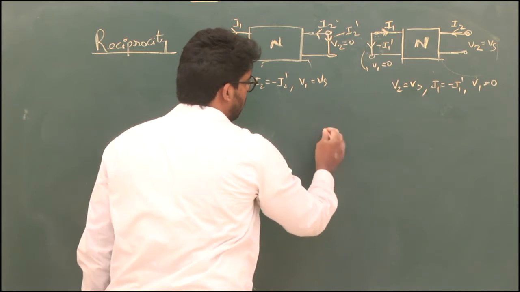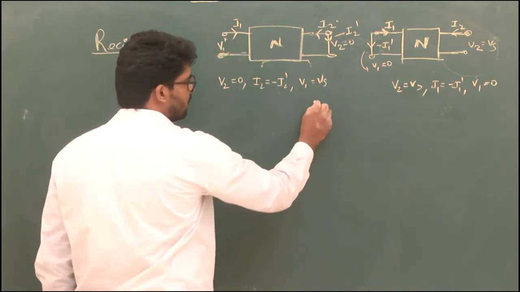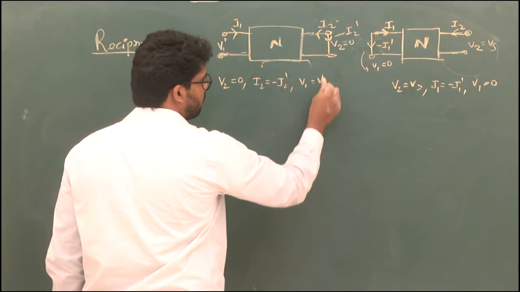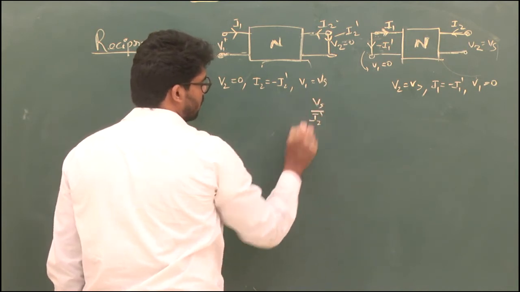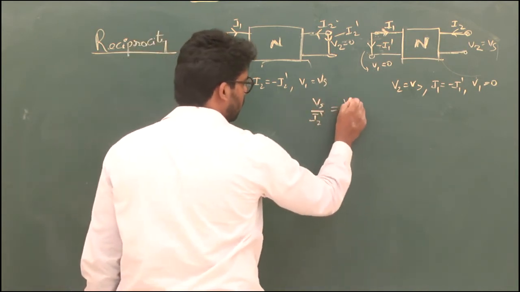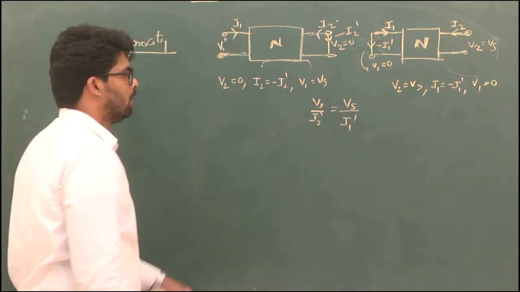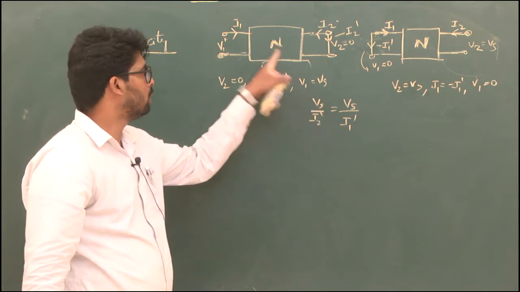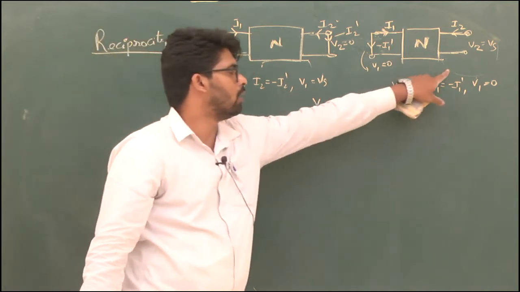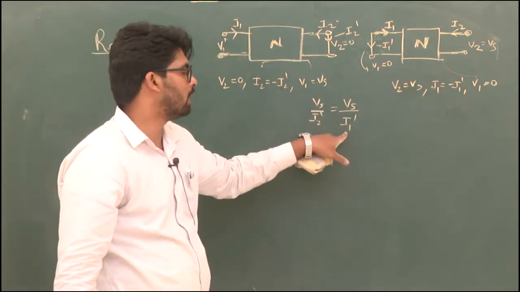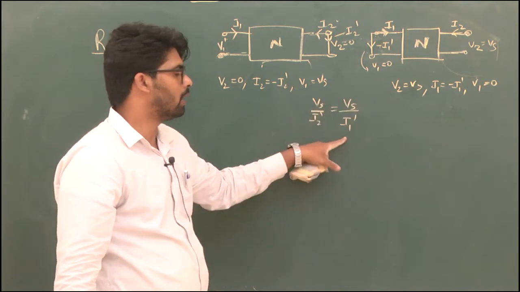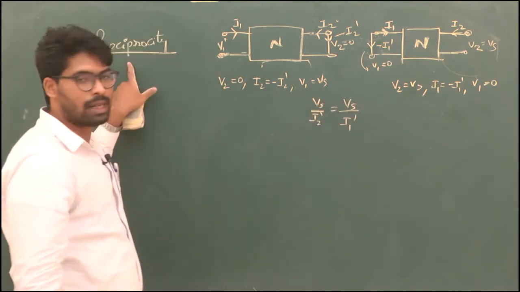We need to find the response. So the individual responses, that is Vs by I2 dash, should be equal to Vs by I1 dash. That is, the input response to output of this network and the output response to input of this network should be equal, then only is the reciprocity theorem satisfied.